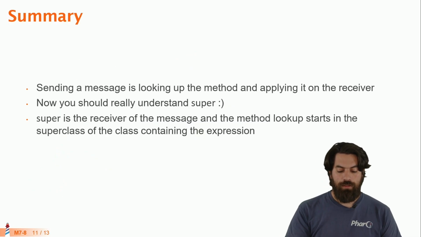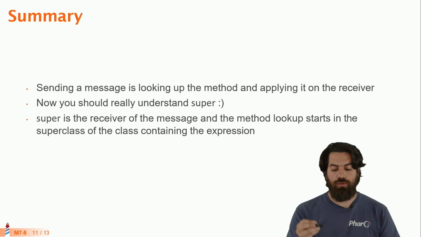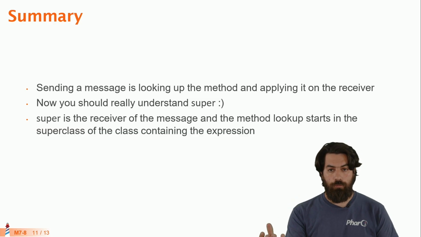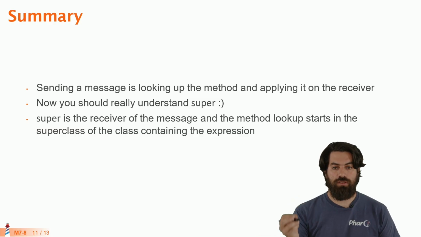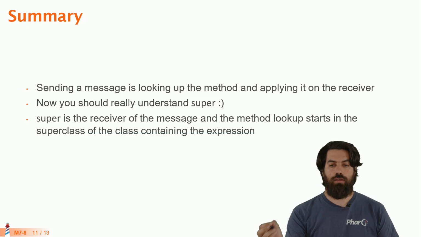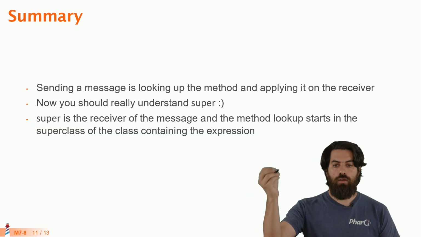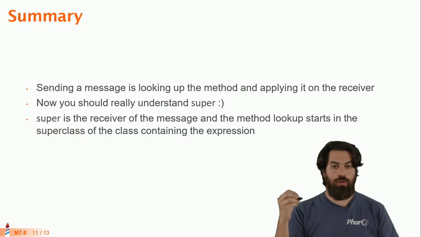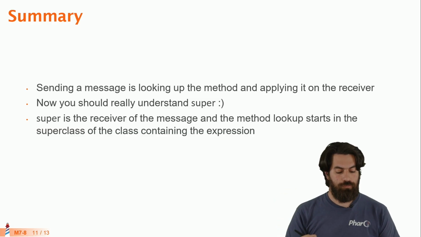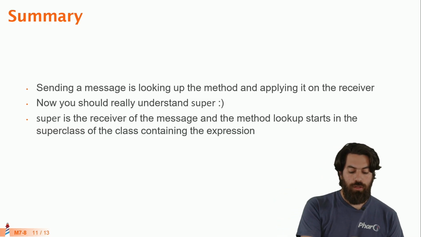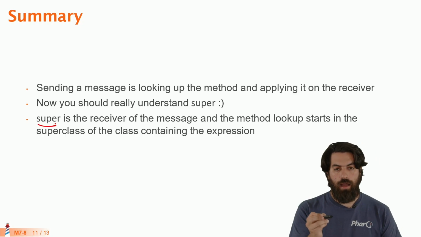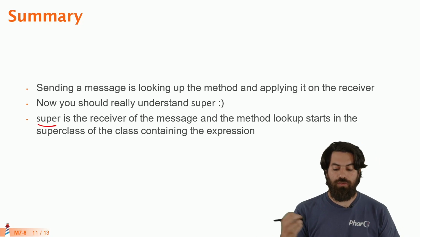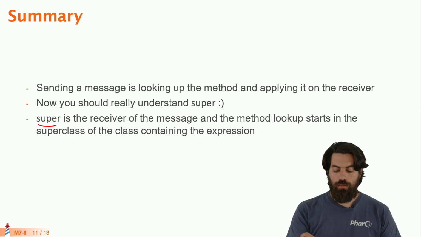In summary, sending a message, again, is always looking up the correct method and then applying it to the receiver. That never changes. Now, when we use super instead of any other message send, what happens is that the method lookup will start in a different place. It will start from the super class of the class where the current method or the current expression is declared. You should also remember that super and self are the same object. Both represent the receiver of the current message. And the only thing that changes is the method lookup, where it starts.